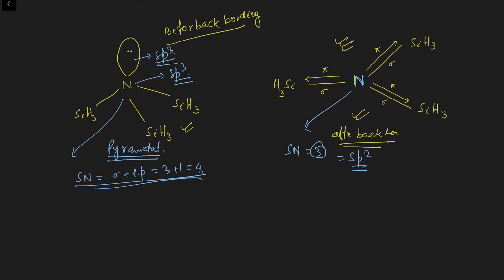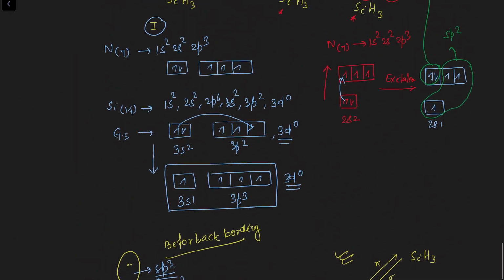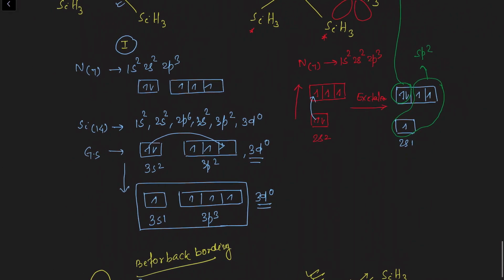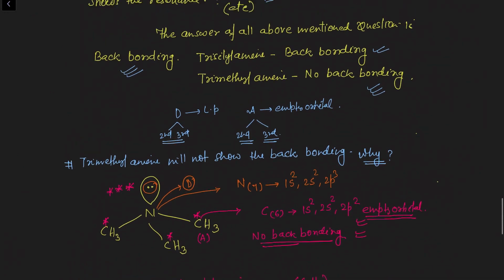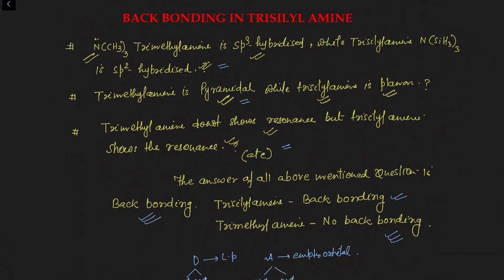So now, after understanding the back bonding in trisilylamine, again go through the answers to all the questions. Now we can easily answer all the questions which I started with in the beginning of this video. Trimethylamine is sp3 hybridized because of the absence of back bonding, while trisilylamine is sp2 hybridized because of the presence of back bonding. Trimethylamine is pyramidal because of the absence of back bonding. Trisilylamine is trigonal planar because of the presence of back bonding.